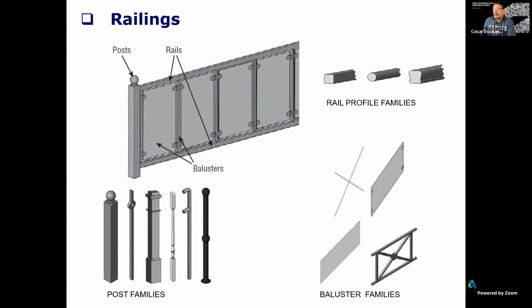Posts are typically done using extrusions or revolves, and they define the start, the end, and the corner points of the railing path. The other type of family are the horizontal members, the rails. And the rails are two-dimensional profiles extruded along the length of the rail. They can happen at different heights. You can customize the profile, you can customize the height.